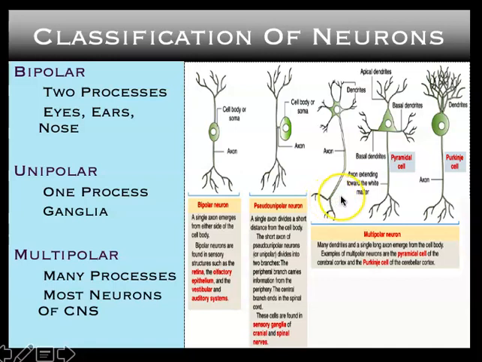There are a couple of multipolar cell types, the pyramidal cells and the Purkinje cells, and these have a specific distribution. The pyramidal cells are important in the visual cortex, and the Purkinje cells are found, as I recollect, in the cerebellum. Right? These guys are really small.